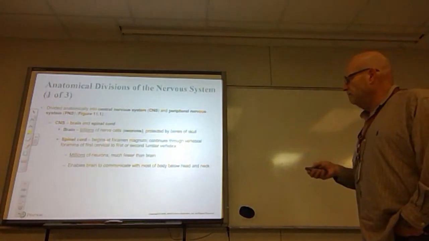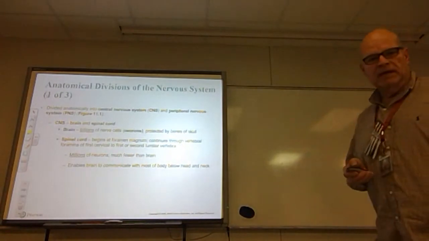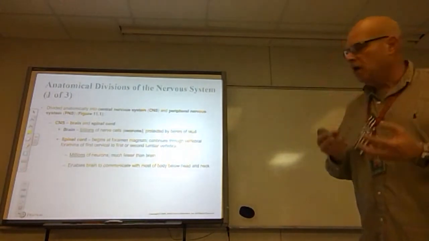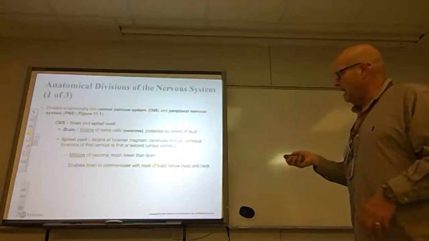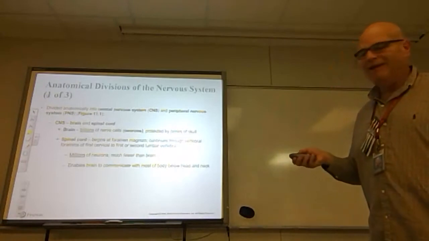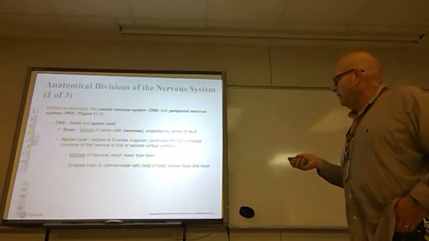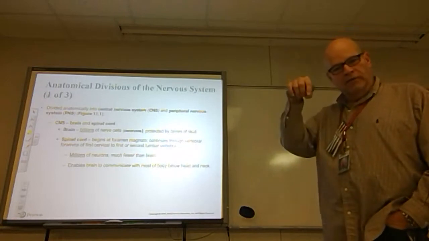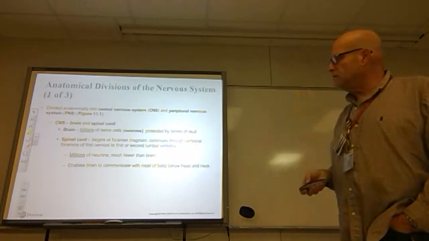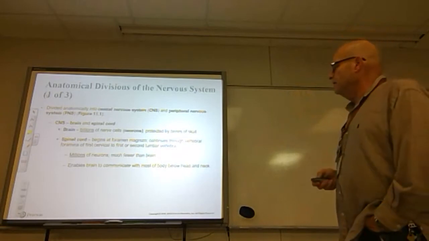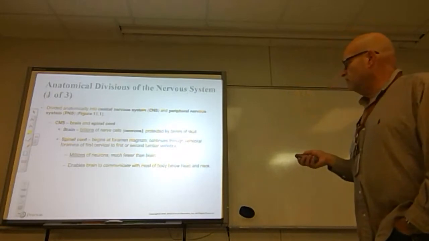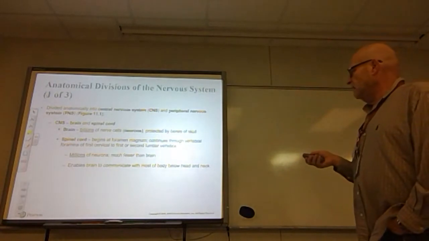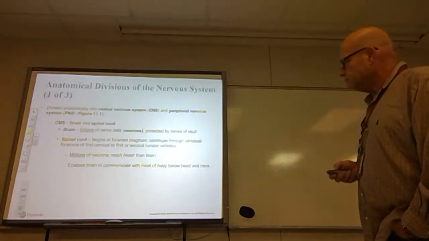The spinal cord begins at the foramen magnum. Again, when we looked at the bones, that large hole at the base of the skull. The word foramen magnum, literally translated from Latin, means big hole. It continues through the vertebral foramina. That's the hole through all of those vertebrae that you looked at in lab and that we talked about in here. Of the first cervical vertebra into the first and second lumbar vertebra.